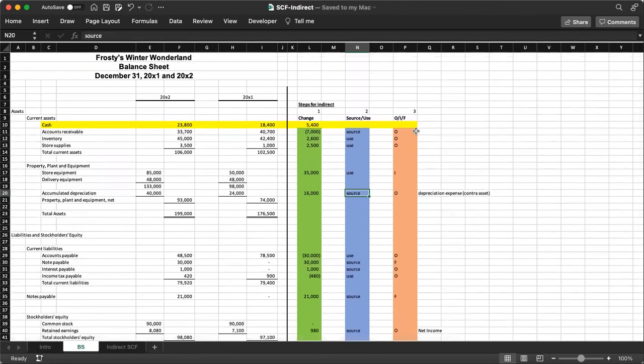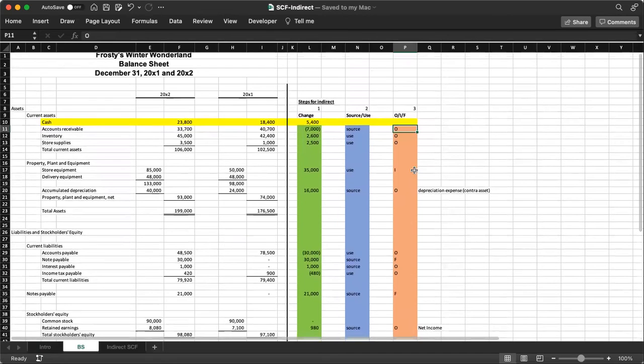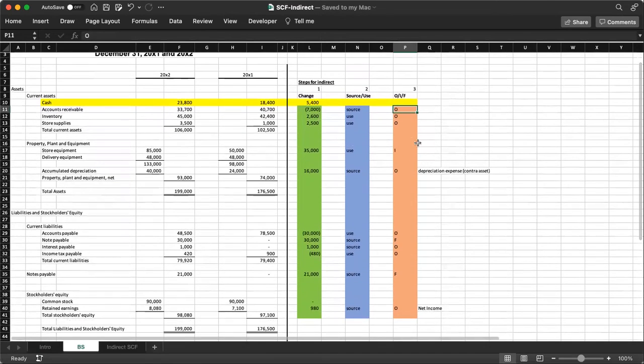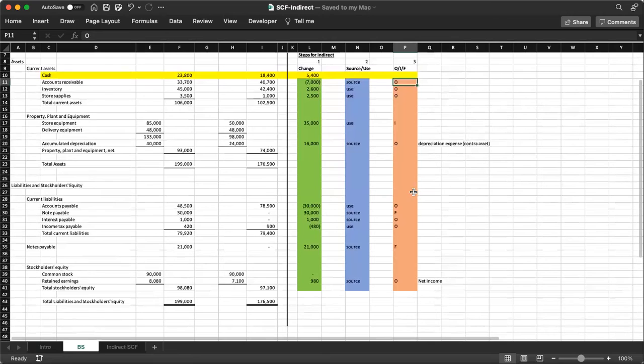Next, we'll go into the third step, which is identifying what section it belongs in. So the current assets belong in operating. PP&E belong in investing. Depreciation in operating. Current liabilities are in operating, except for the note payable. This belongs in financing, even though it shows in the current liabilities section. And then we'll have our net income, which is in the operating section as per our rules.